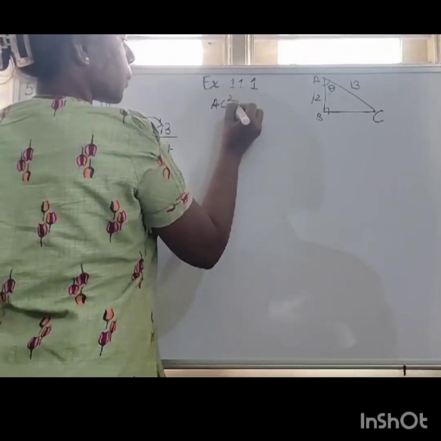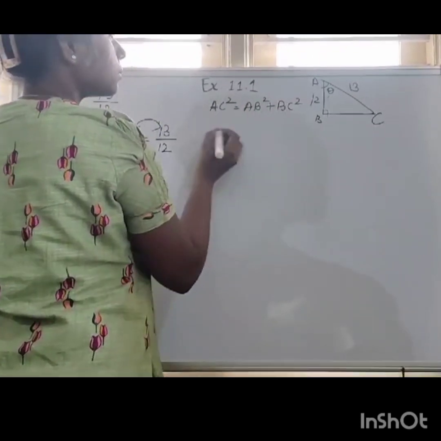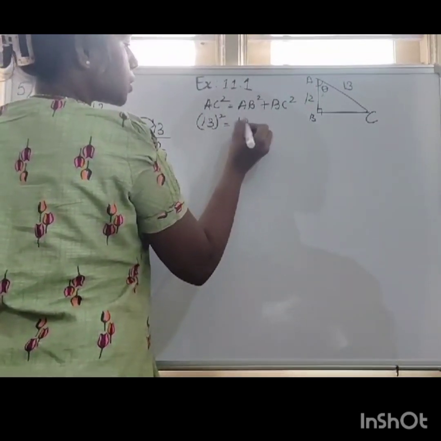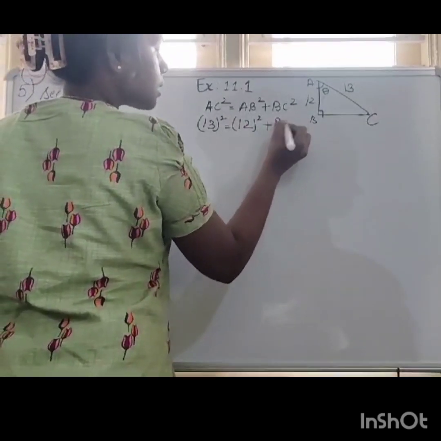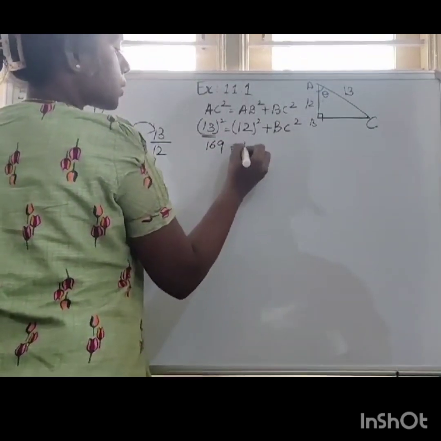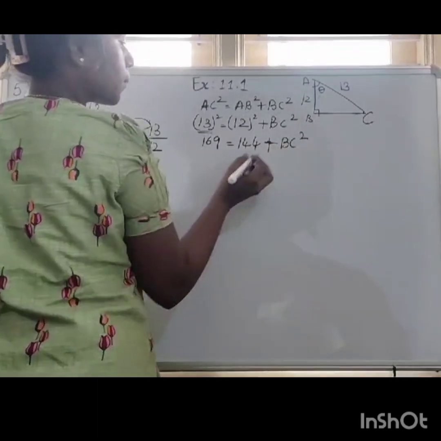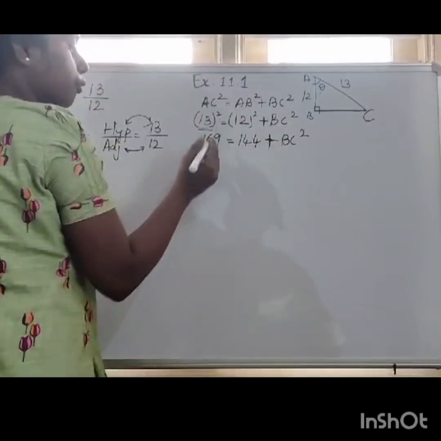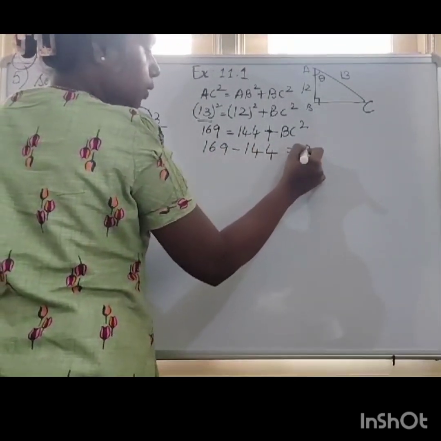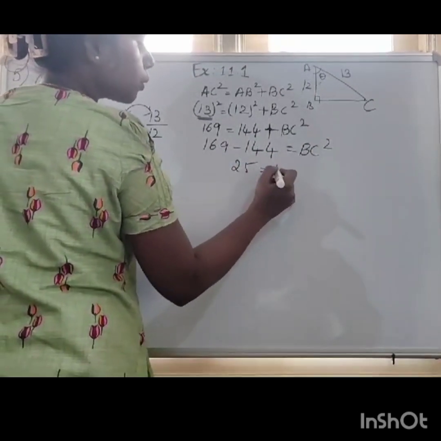Pythagoras formula: AC square is equal to AB square plus BC square. AC value is 13 square, AB value is 12 the whole square, plus BC square. 13 square is 169, 12 square is 144, plus BC square. Now we need the BC value, so we will send 144 to this side. It becomes 169 minus 144 is equal to BC square. 169 minus 144 is 25, which is equal to BC square.